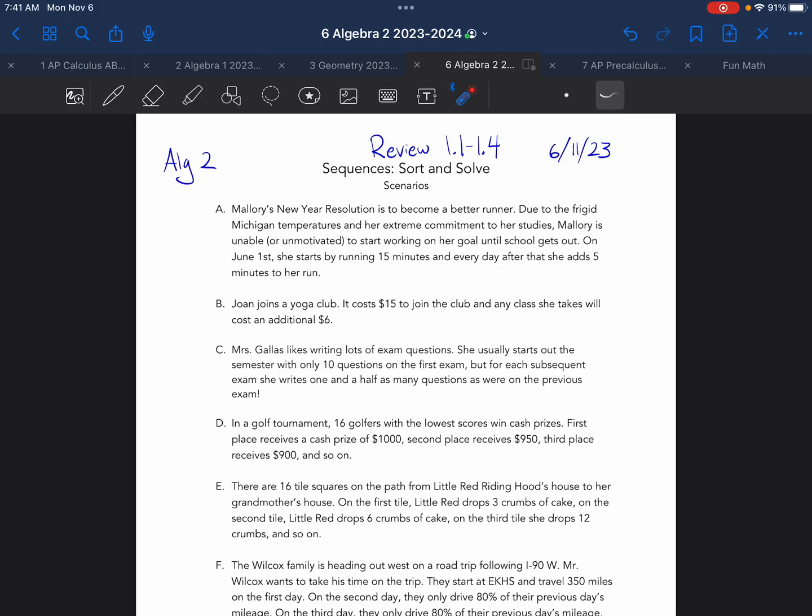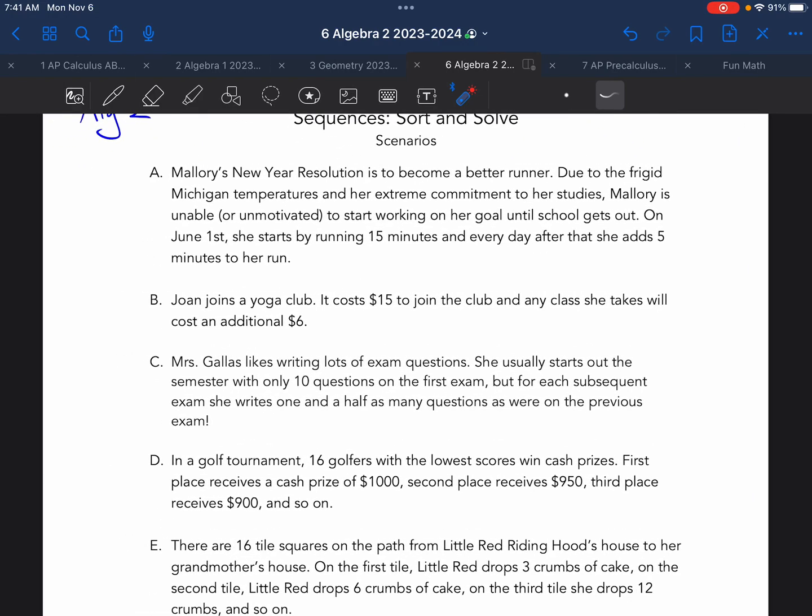Part A, Mallory's New Year resolution is to become a better runner. Due to the frigid Michigan temperatures and her extreme commitment to her studies, Mallory is unable or unmotivated to start working on her goal until school gets out. On June 1st, she starts by running 15 minutes, and every day after that, she adds 5 minutes to her run. All right, so the fact that she is adding here means that we are probably arithmetic, because arithmetic constantly adds over and over, whereas geometric multiplies or divides over and over.